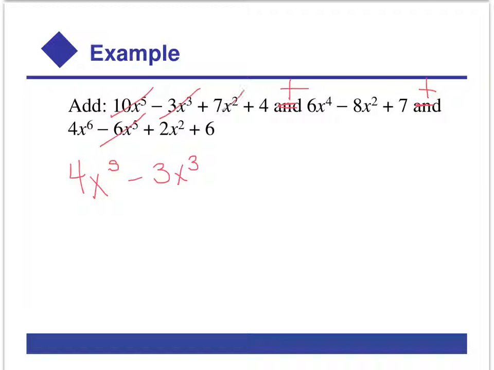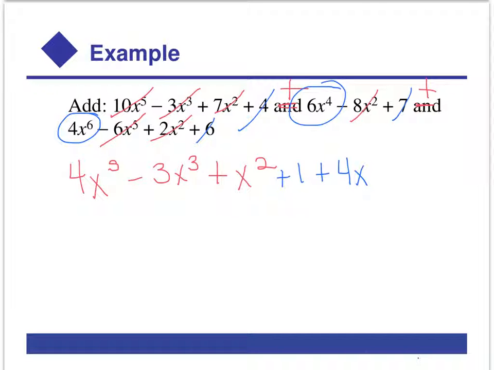So I have a 7x squared and a negative 8x squared, so that gives me a negative 1x squared, plus 2x squared, so that gives me plus an x squared. And then now I have a 4 and a 7, that gives me an 11, plus 6, that gives me 17. And then I have 6x to the fourth and 4x to the sixth that I didn't gather with anything else. And so we just bring them down, and you are good. That is all of them.